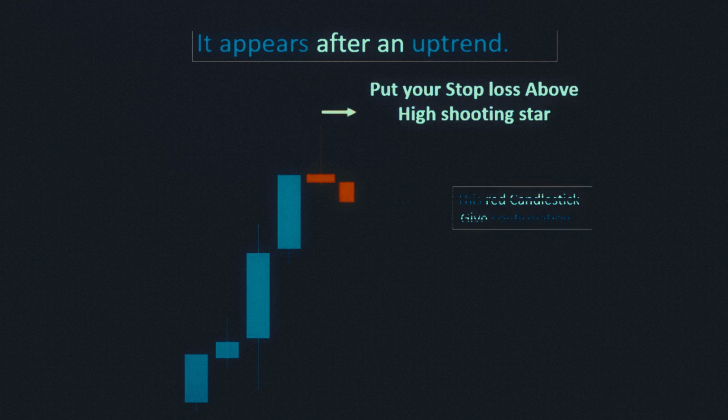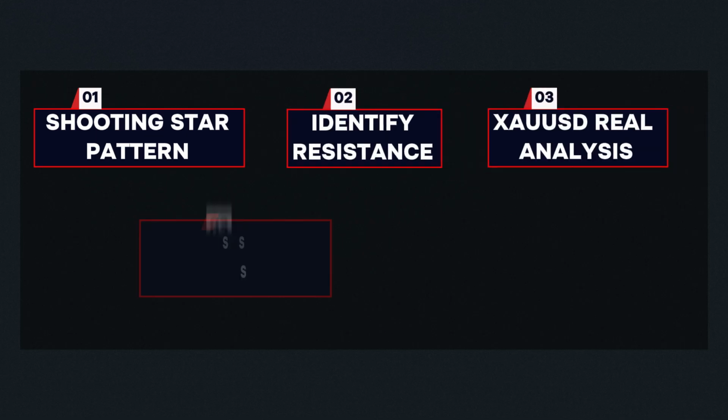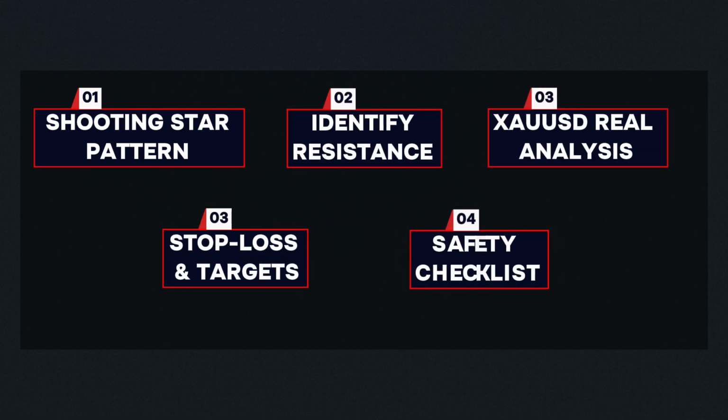So here is our roadmap for today's explainer. We'll be covering the shooting star pattern, how to identify resistance, a real-world analysis of XAUSD, setting your stop loss and targets, and finally, a safety checklist. And I promise you, by the end of this, you're going to have a fully risk-managed strategy ready to go.